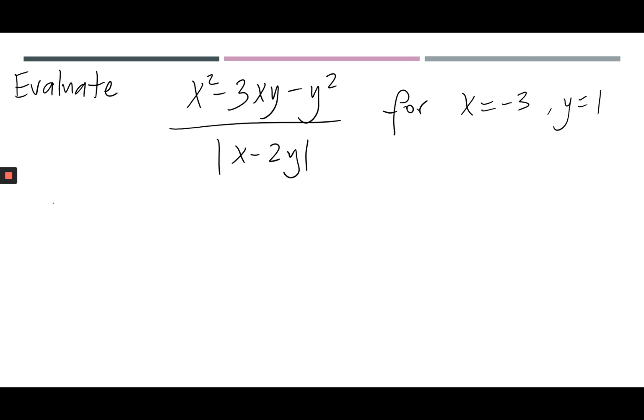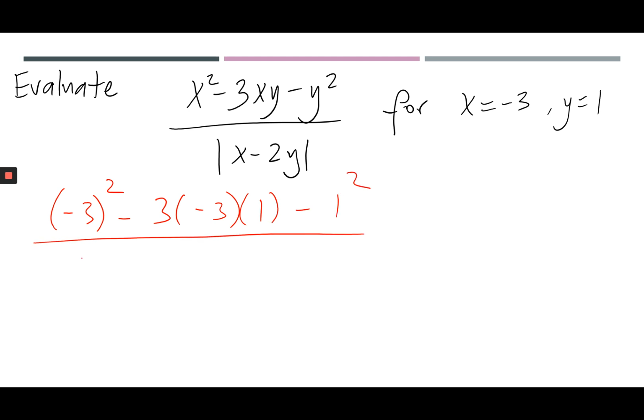x is -3. I'm going to square that. -3 times x times y minus y squared, 1 squared, divided by absolute value x is -3 minus 2 times y is 1. Close the absolute value. Here, -3 squared is -3 times -3, which is +9. And -3 times -3 is going to be +9.